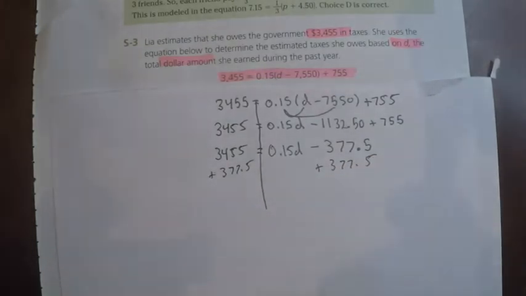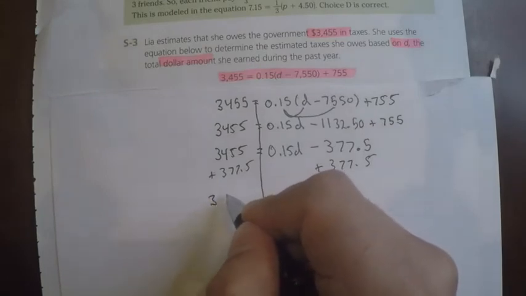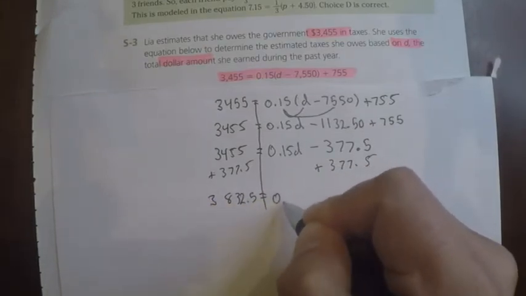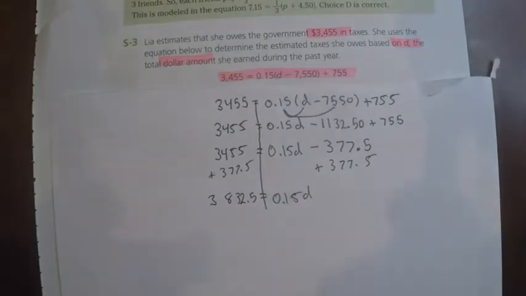When we add 377.5 plus 3,455, we get 3,832.5, and that's equal to 0.15d.